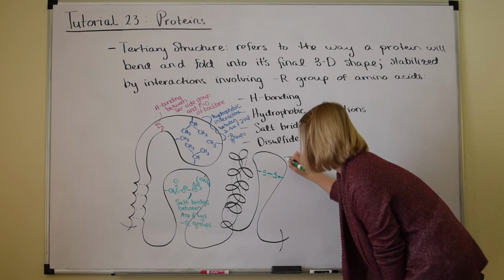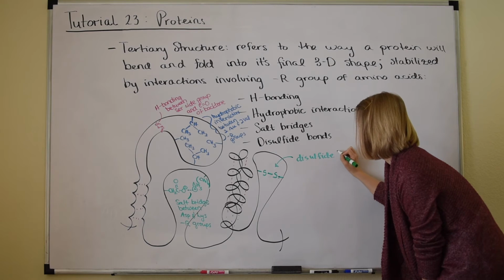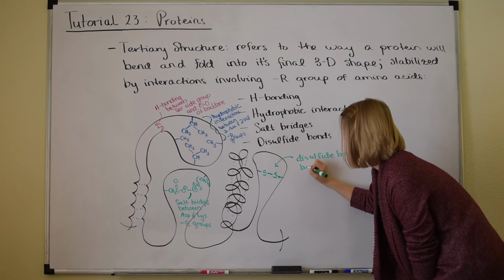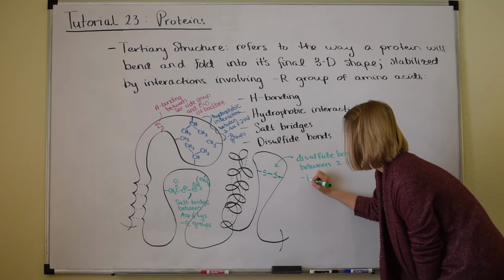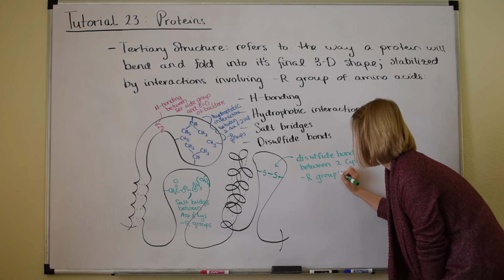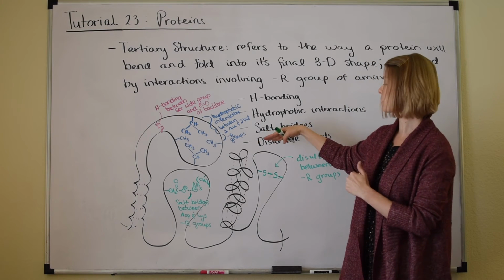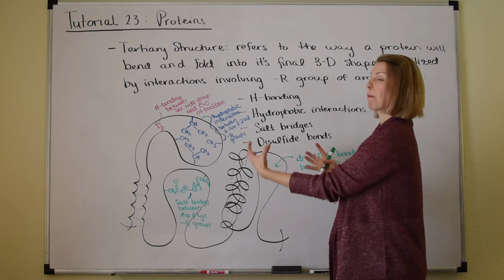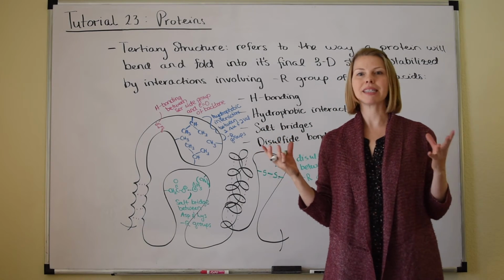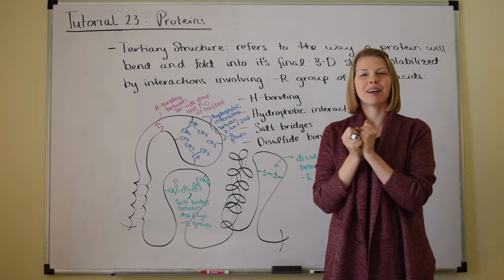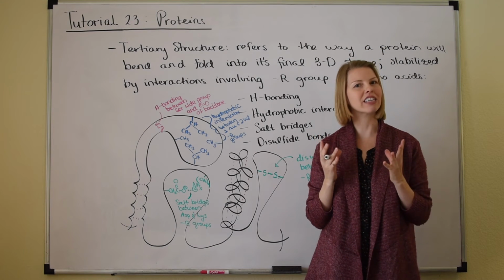Okay, let's label that here. Disulfide bond between 2 cysteine R groups. So again, we're talking about an interaction involving the R groups that's going to stabilize this specific bend and fold in the protein chain. So it seems random. It seems like you're just taking a piece of paper and you're crumpling it up, but it's not. It is not random at all. This tertiary structure is very specific.